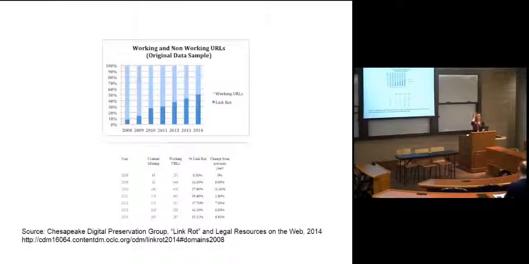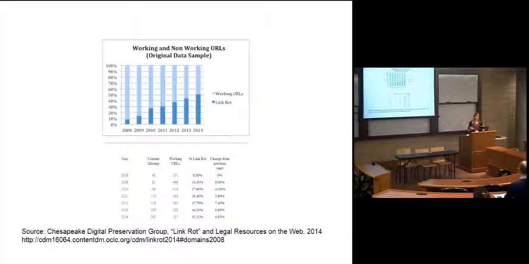And I had this slide as well, looking at how big of a problem this is again. There was a recent article in the Yale Journal of Law and Technology looking at Supreme Court opinions from '96 to 2010. They found that about 29% of links in Supreme Court opinions were no longer working. And this is from the Chesapeake Digital Preservation Group. They've been looking over time at items in their collection.